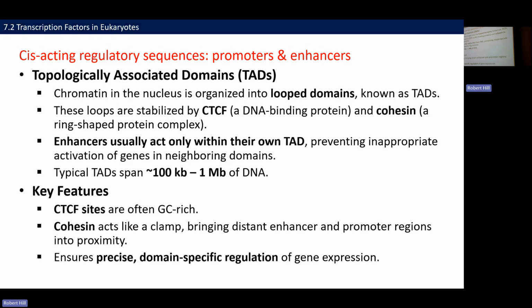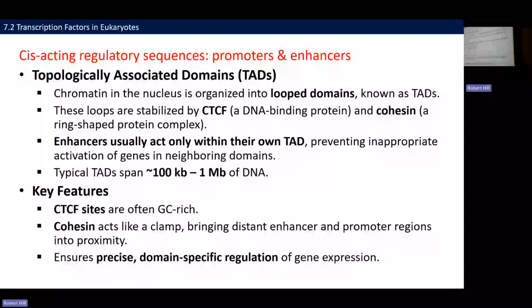Okay. So in order to produce the looping, we talked about that cohesin protein, but there's also another important one, CTCF, which is a DNA binding protein. And it brings the two strands of DNA together so that cohesin can wrap around it and hold the loop together. All right, so these TADs are big, extending out into the center of the nucleus, 100 kb. It's a pretty large loop. It can be 1 megabase, which is big.